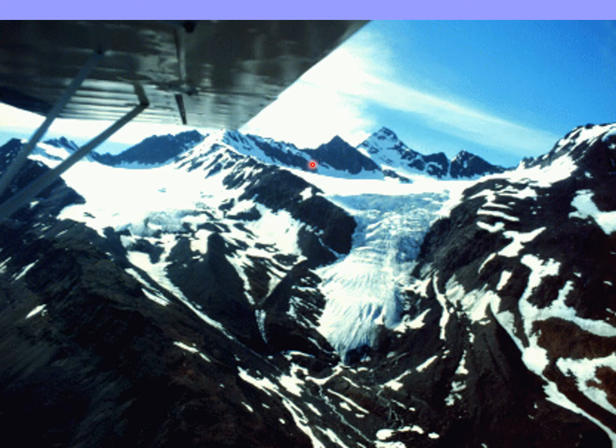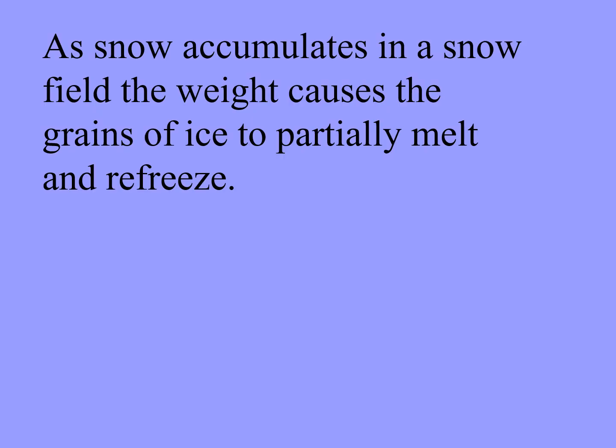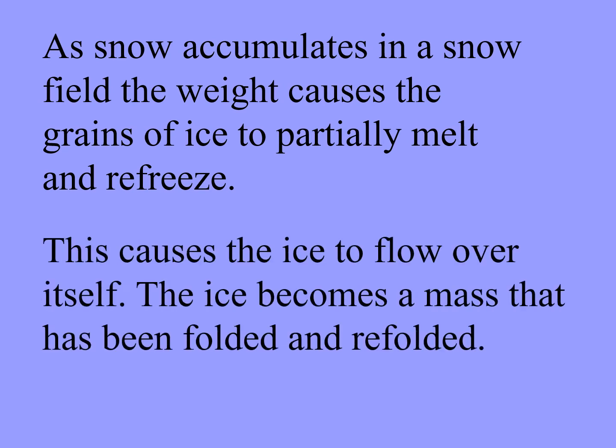From an airplane, look at that. Look at that big tongue of ice coming down. Right? This is up in the ice fields, and this is the glacier sliding down from that. As snow accumulates in a snow field, the weight causes the grains of ice to partially melt and refreeze. Once you have tons of snow on top of you, it will melt, refreeze. It allows the ice to flow over itself. So this becomes a mass that has been folded and refolded.